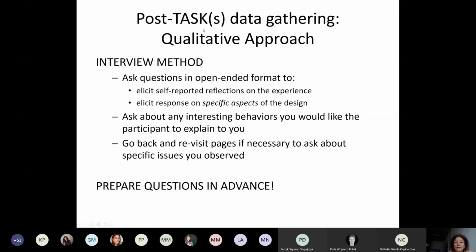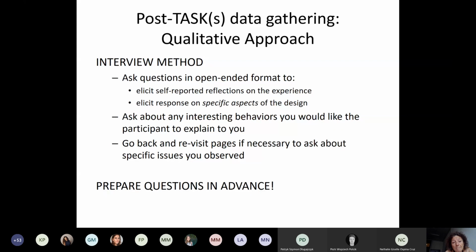So how can you collect qualitative data that are not directly generated as numbers? The typical method is an interview. So you ask a question based on a structured question that you predefine, but you ask questions directly to the user in an open-ended format, asking the user what they think about the application, what are their reflections about the usability, and as well on a specific aspect of design.